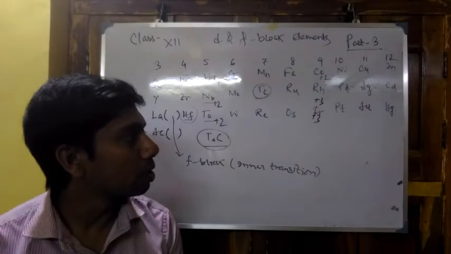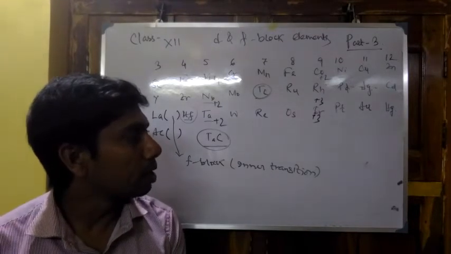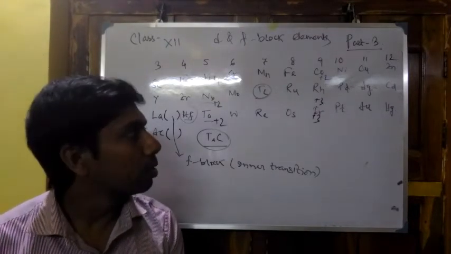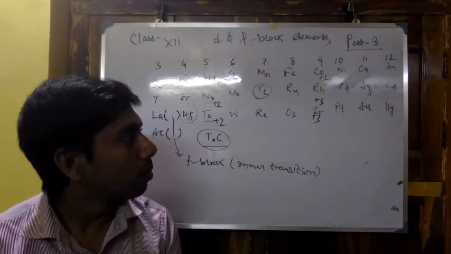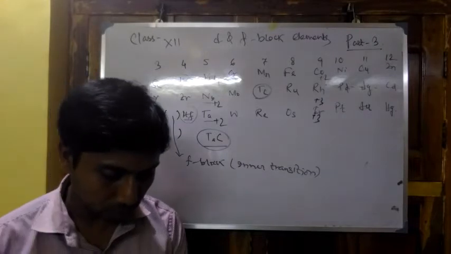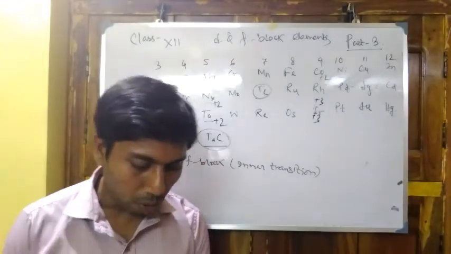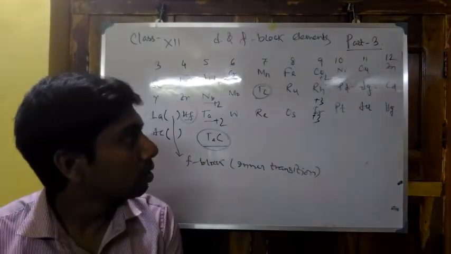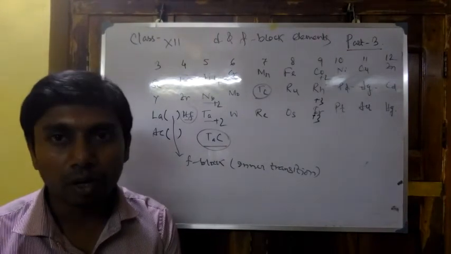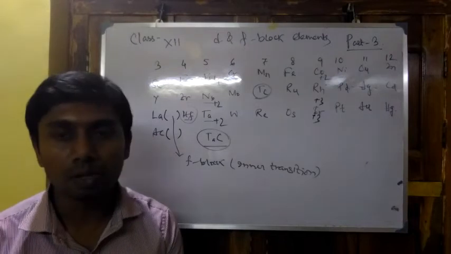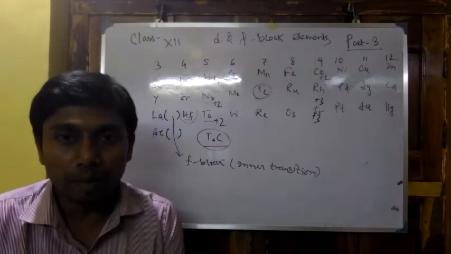Silver and gold show some kind of inertness towards reactivity, because they have the d10 configuration. Also copper and gold are used in jewelry, and copper is used, for example, as copper sulfate, and copper is used as a catalyst in many reactions.